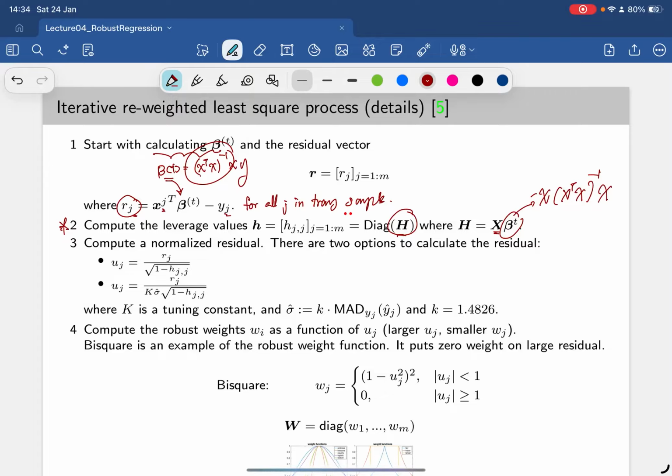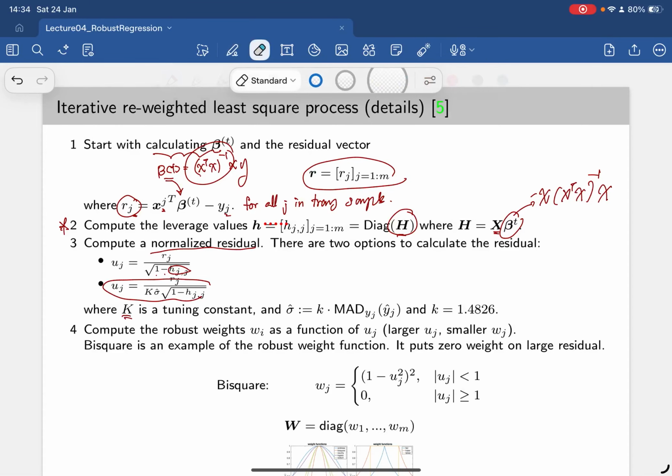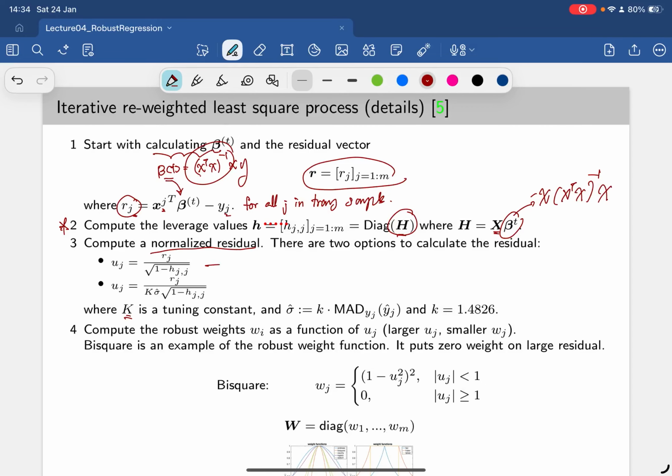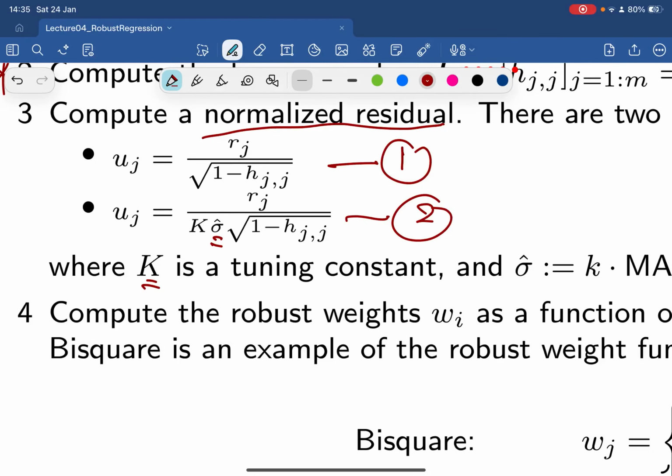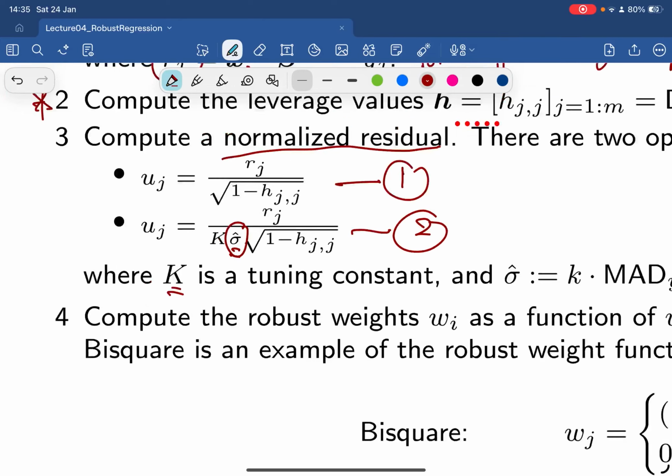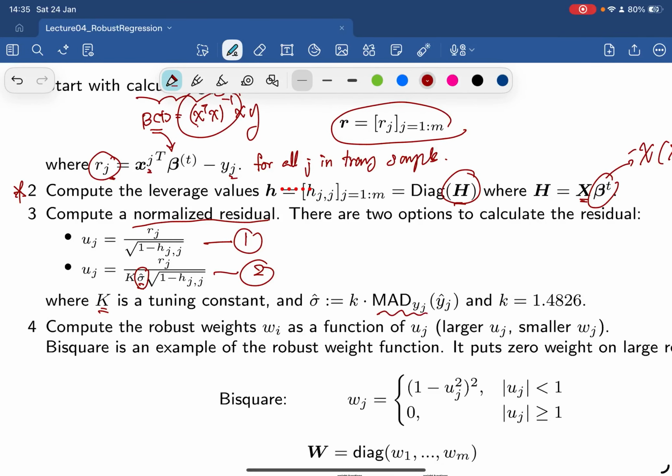After you have your hat matrix ready, you start to find the normalized residual. So you go back to the residual that you computed before, and you normalize it with 1 minus the diagonal coefficient of the hat matrix. Or you could use either formulation, A or B, on the top, where the second formulation will also encode the absolute deviation of the residual. The first one you didn't scale with the absolute deviation, but the second one you did.